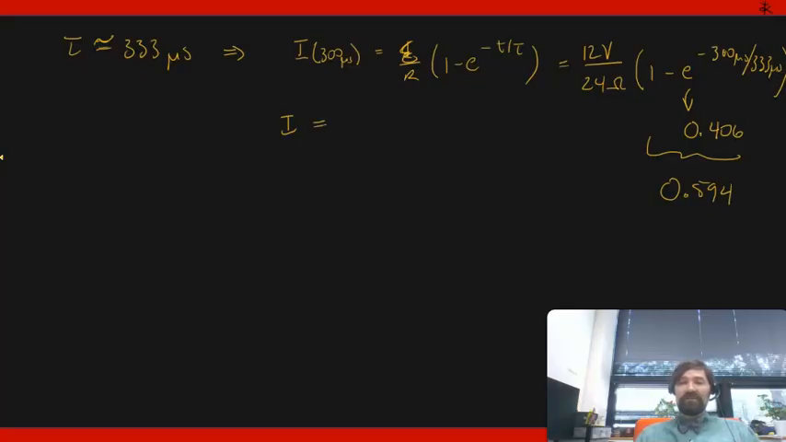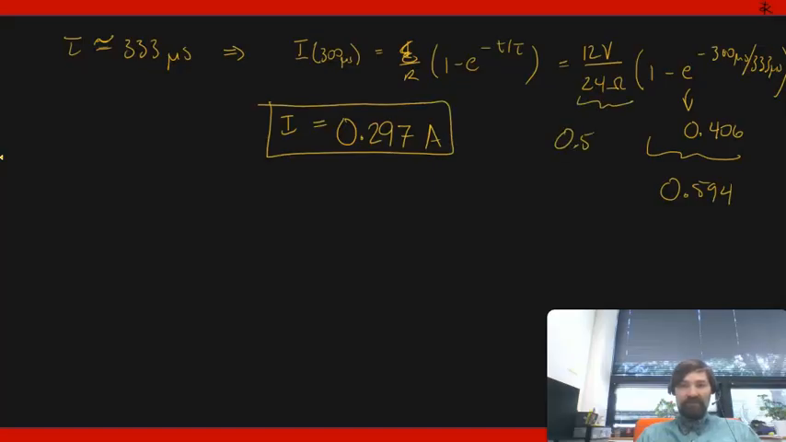So I is going to be that times 0.5. So this is 0.2968. So 0.297 amps. And that is the current at that time. This part right here is 0.5 amps. So that's the current at that time.